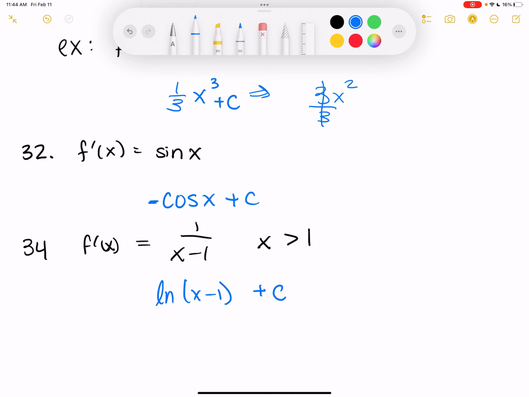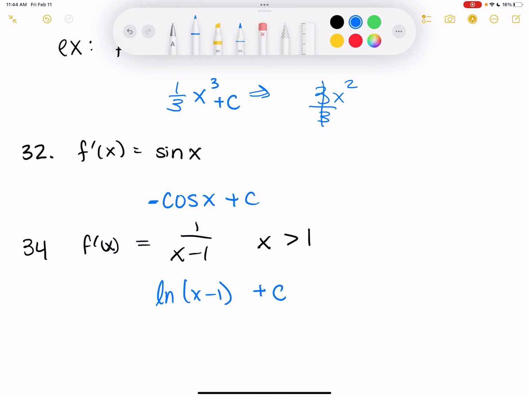Now the reason that it specified that x had to be greater than 1 is you can't have a log of anything less than 0. So it's got to be greater than 1. Technically, you can't even have 0. Anyways.